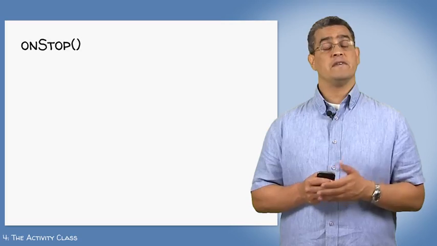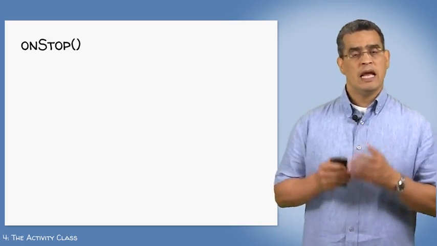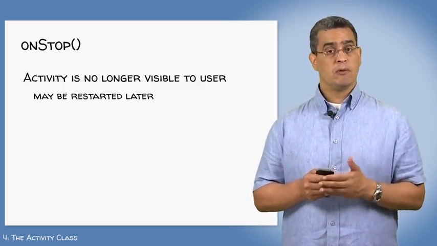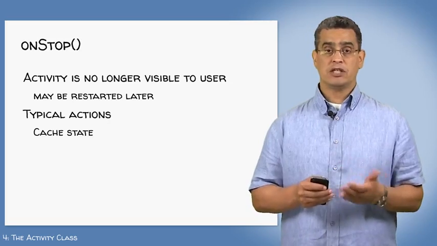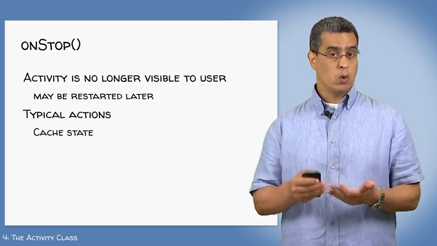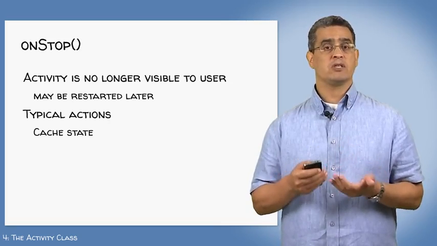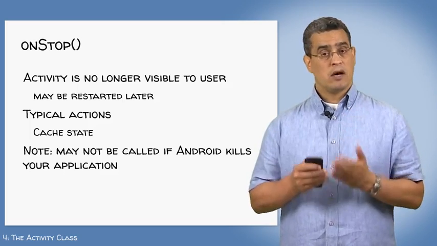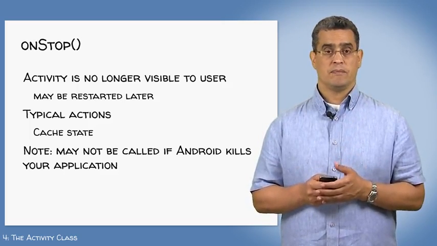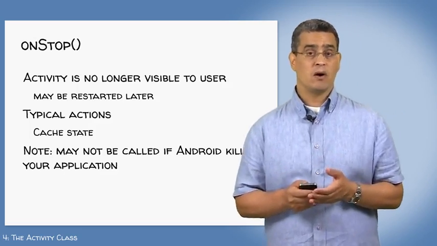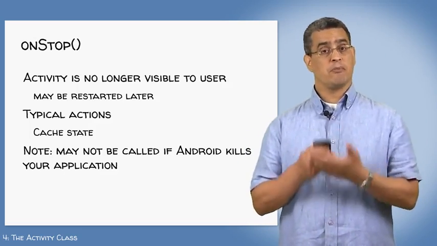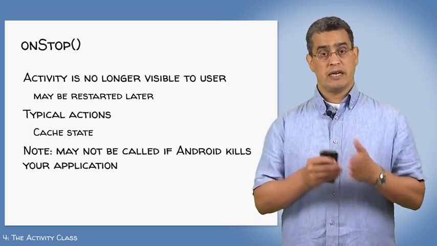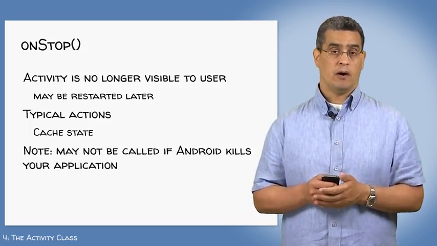onStop is called when the activity is no longer visible to the user. At this point, it's possible that the activity may be restarted later. So some typical things to do here include caching activity state that you'll want to restore when the activity is later restarting and onStart is called. And remember, onStop is not always called when an activity terminates. For instance, it may not be called if Android kills the application's process due to low memory. So don't wait to save persistent data in this method. Go do that back in onPause.